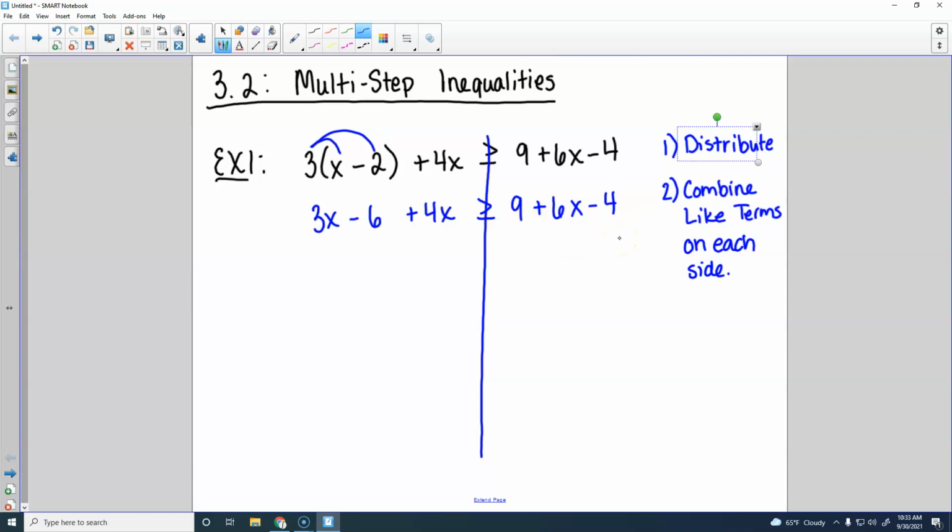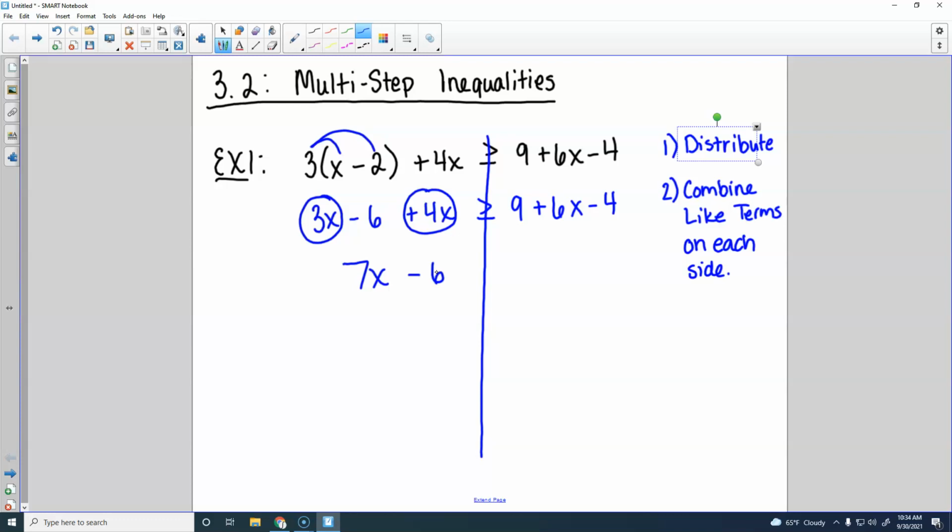Some of you want to combine all the x's together, no matter where they're at, and you can't do that. So over here on the left-hand side, 3x plus 4x. You're just putting them together. You don't change the sign because they're on the same side. You're not moving anything to the other side. You're just combining. So 3x and positive 4x gives you 7x minus 6. So it's only when you move it to the other side that you change the sign.